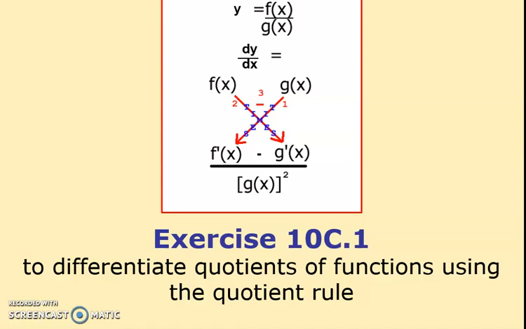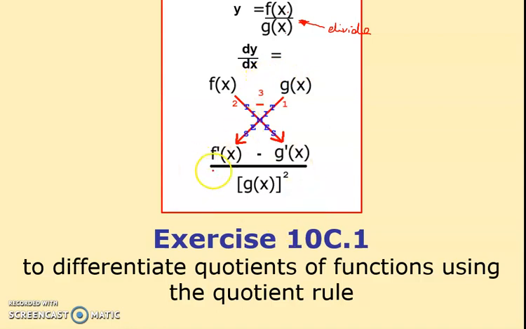Hello there, exercise 10C.1. We're going to look at differentiation using a rule called the quotient rule. We saw the product rule last time, more or less, and this now is the quotient rule. Basically it is the opposite of the product rule. The quotient rule is about dividing. So if you ever get one function divided by another and you're asked to differentiate it, then this is the rule that allows you to do it.